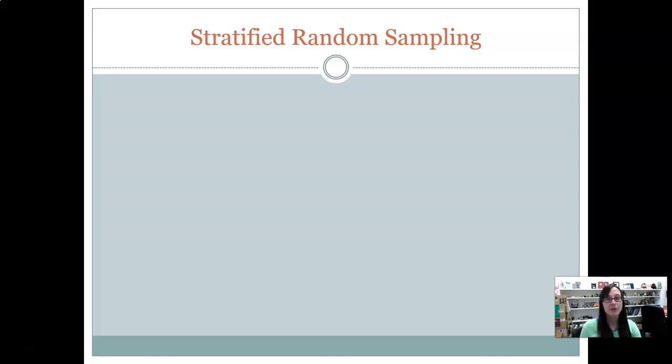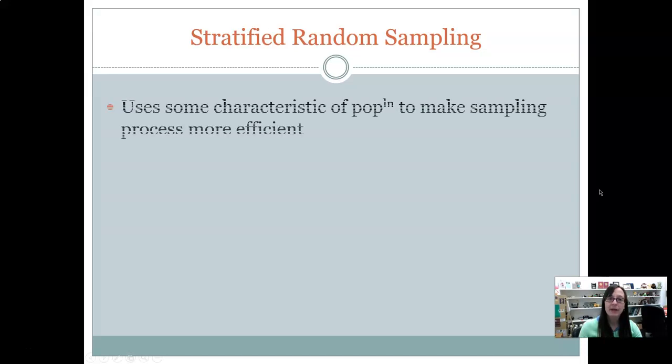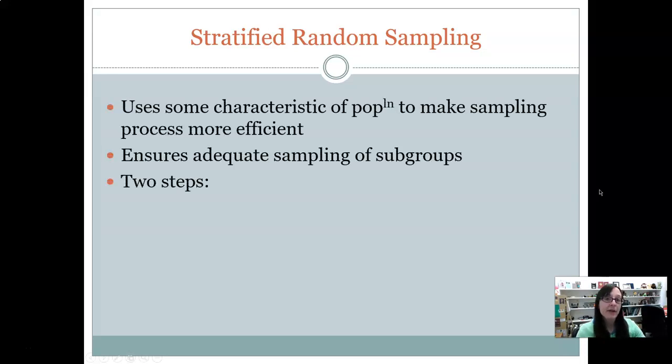So stratified random sampling, essentially it uses some kind of characteristic that is determined to be a relevant and important characteristic of the population that's going to affect the representativeness of the sample. So it uses some characteristic of the population to make that sampling process more efficient and to make sure that we're getting an adequate sampling of the subgroups.